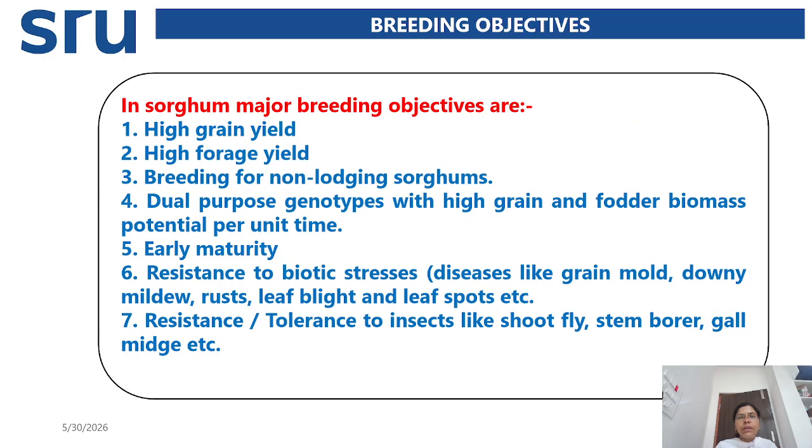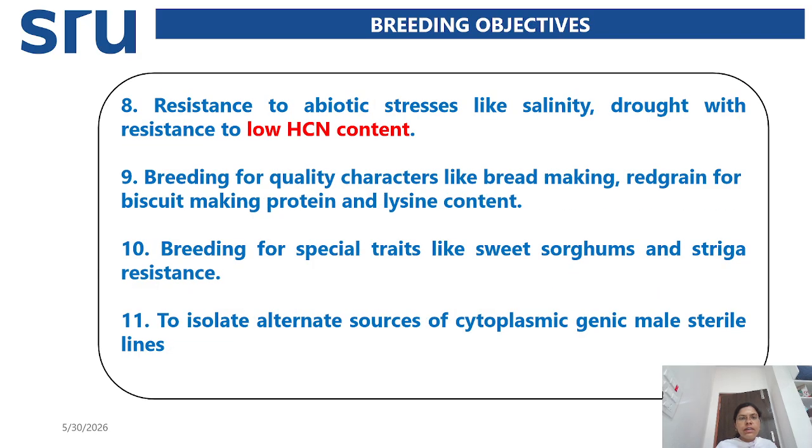So these are the main breeding objectives of the sorghum crop, that is high fodder yield, high grain yield, non-lodging types, and developing dual purpose genotypes. And next is early maturity, and resistance to biotic and abiotic stresses. And next is breeding for quality, for chapati making, bread making, and biscuit making. We have to develop varieties with good quality. And next is breeding for sweet sorghum and striga resistance, and we have to isolate alternate sources of cytoplasmic genetic male sterility lines. Here we have the combine Kafir CMS line in the sorghum crop.